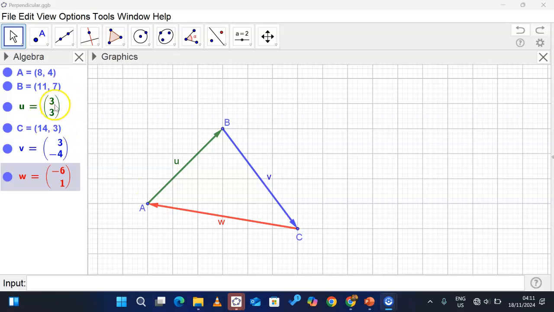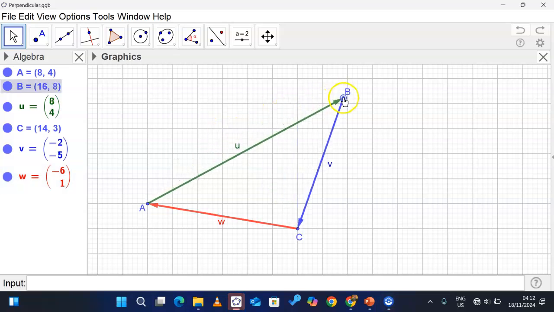Okay, and that is true from here because if I add the vectors based on our previous lesson on addition of vectors, we add the x component and the y component. So 3 plus 3 here will give me 6. 6 plus negative 6 will give me 0. Then the y part, 3 plus negative 4 is negative 1. Negative 1 plus 1 is 0.